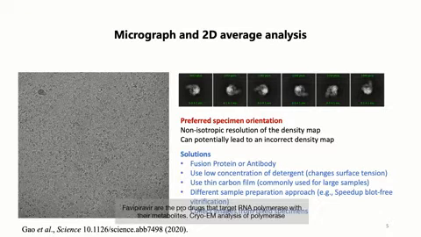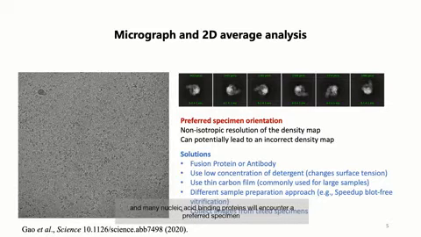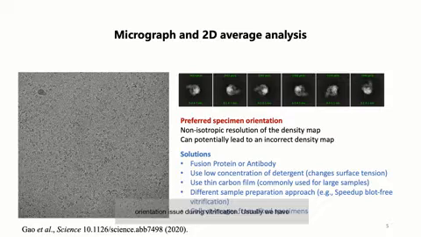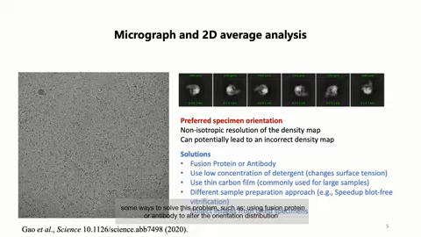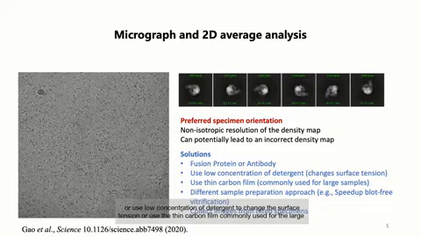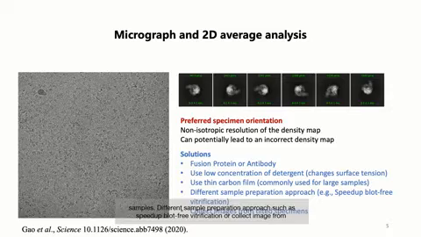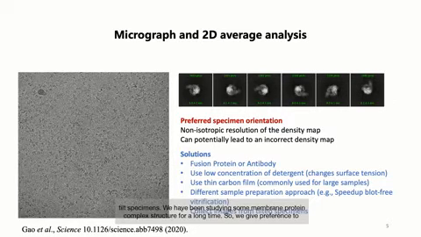Cryo-EM analysis of polymerases and many nucleic acid binding proteins will encounter the preferred specimen orientation issue during vitrification. Usually, we have some ways to solve this problem, such as using fusion protein or antibody to alter the orientation distribution, or using a low concentration of detergent to change the surface tension, or using thin carbon film, commonly used for the large samples. Different sample preparation approaches, such as speed-up blotting-free vitrification, or collecting images from tilted specimens.